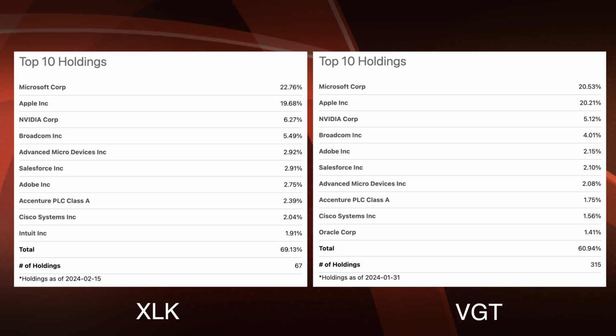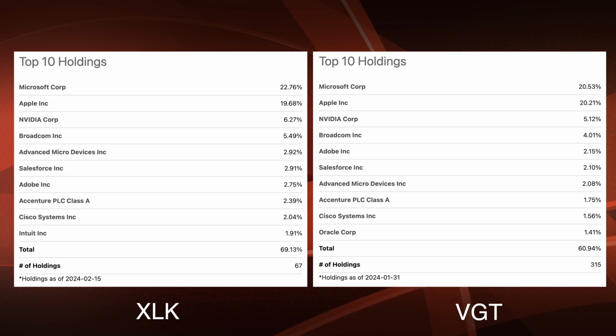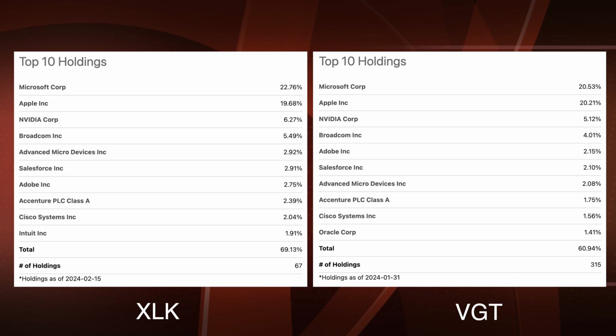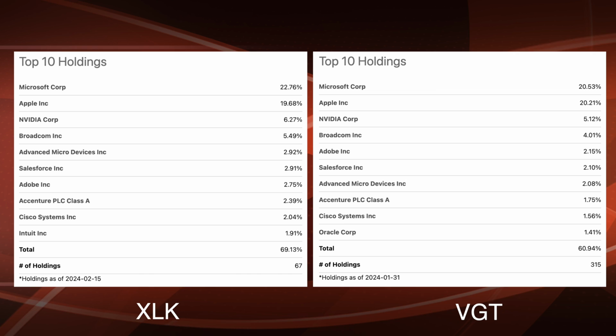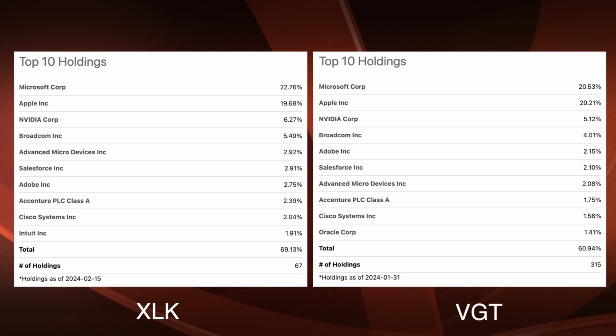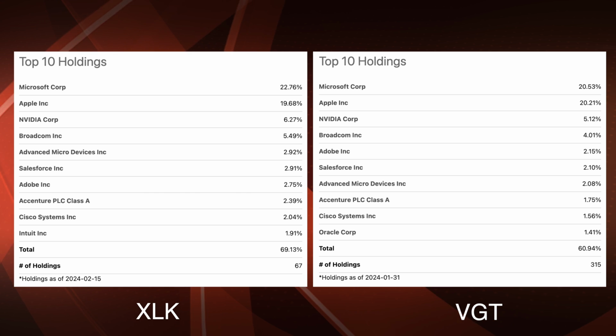Now let's take a look at the top holdings of both ETFs side by side. For XLK, you see Microsoft, Apple, Nvidia, Broadcom, and AMD with 67 total positions. For VGT, the top 10 positions include Microsoft, Apple, Nvidia, Broadcom, and Adobe. A lot of similarities, however, 315 total positions when it comes to VGT.